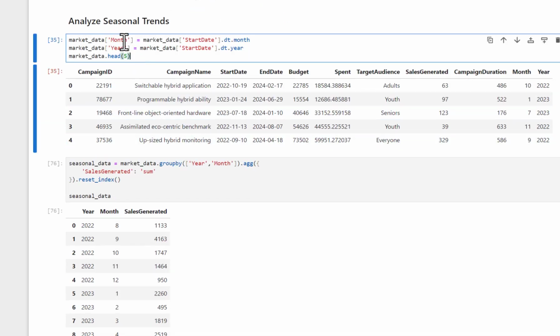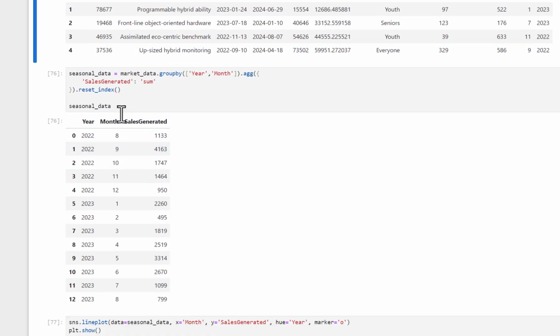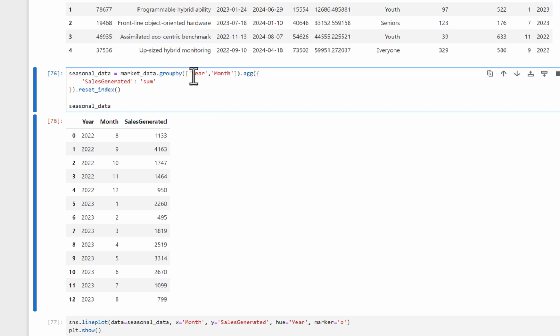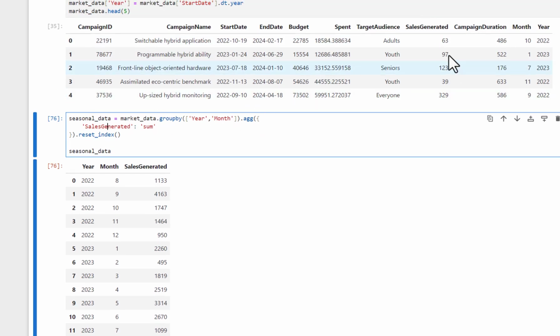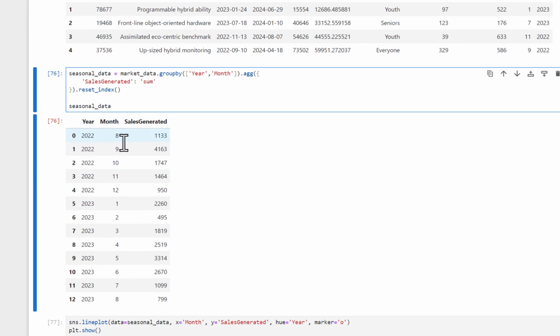So what you basically do is create a new column called the month and the year using this code, and then extract the month and the year to create a new column. So this is the first 5 records here. Now you group by year and month because we are looking at finding the trend in years and months. And now we are applying this aggregate function to the sales generated column. We want to sum the total sales based on the year and then the month. Now we have this data set here.